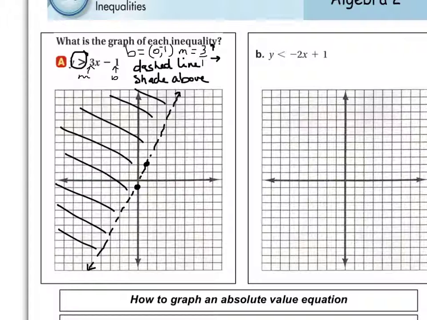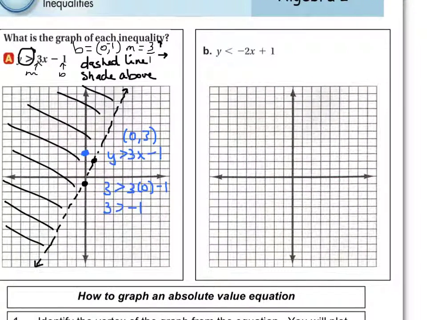Now, how do you check to see if you're right? Pick an ordered pair in the shaded region. Let's say we pick the ordered pair 0, 3. I'm going to plug it into this inequality. So 3 goes in for y: is 3 greater than 3 times 0 minus 1? 3 times 0 is 0, so is 3 greater than -1? Yes, it is. Therefore, I know my solution is correct. You can always check your graph by finding a point in the shaded area and seeing if it's true. All right, so we've got the first one completed.